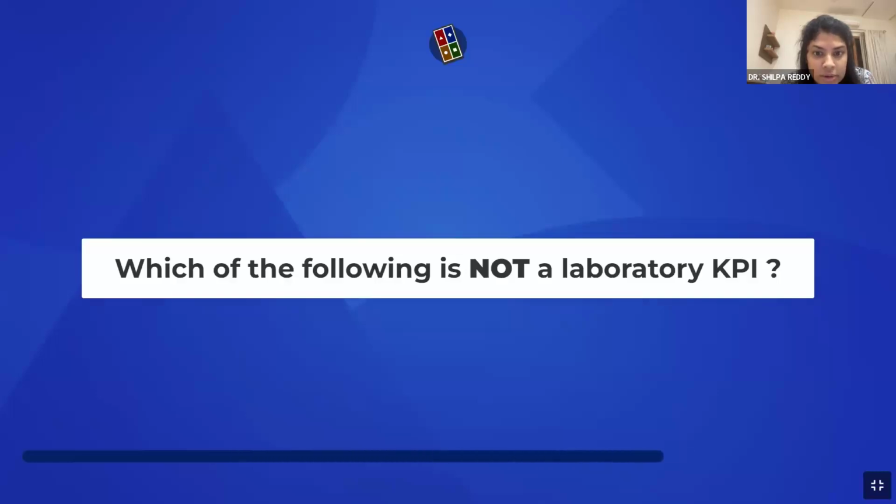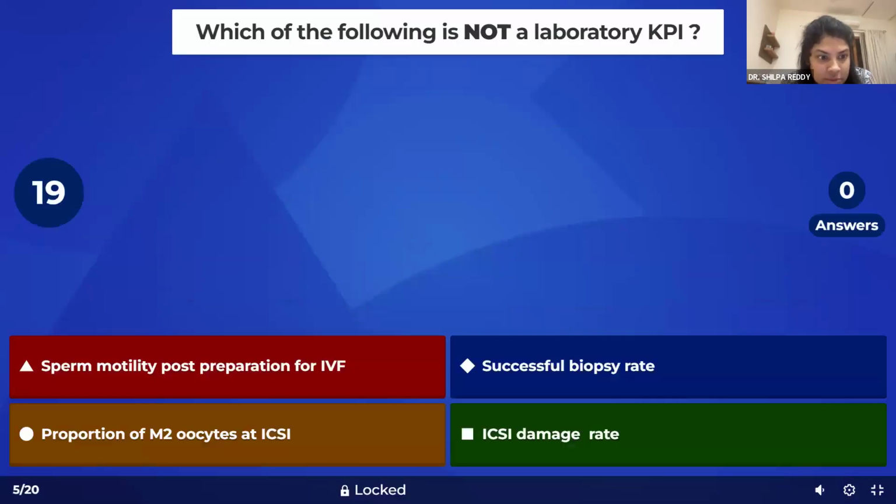Which of the following is not a laboratory KPI? Sperm motility post preparation for IVF, successful biopsy rate, proportion of M2 oocytes at ICSI, or ICSI damage rate.